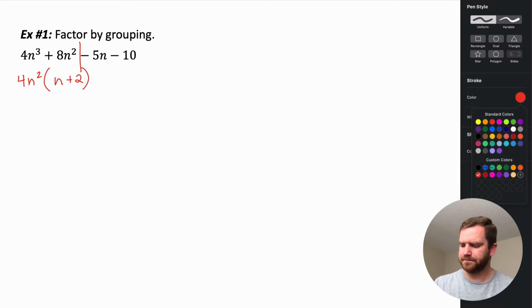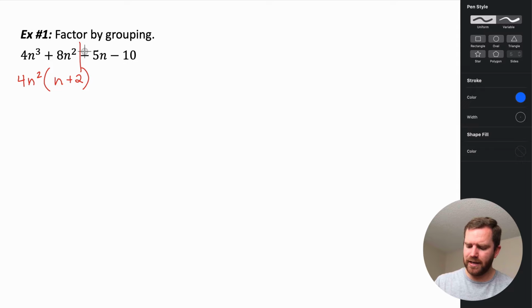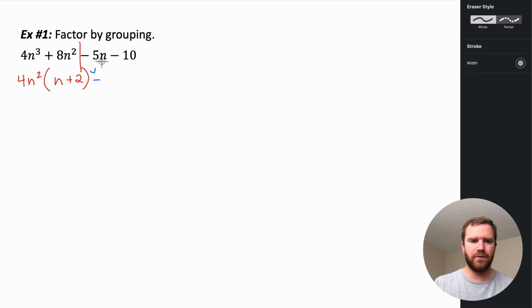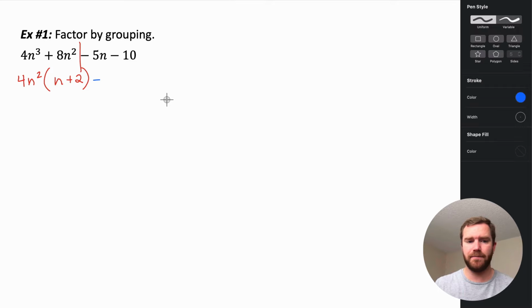Now, for the second one, you're going to look at these groups, and you need to pay attention to the leading coefficient. The leading coefficient is going to determine the sign of whatever it is that we factor out. So because this leading coefficient is negative, we're going to factor out a negative number. So what do negative 5n and negative 10 have in common? So negative 5 and negative 10 are both divisible by 5. So we're going to pull out a 5. And this has an n, but this doesn't. So we can't actually take out an n because this doesn't have an n in common. So negative 5 is actually going to be our greatest common factor of those 2 terms. And what do we have to multiply by to get this?